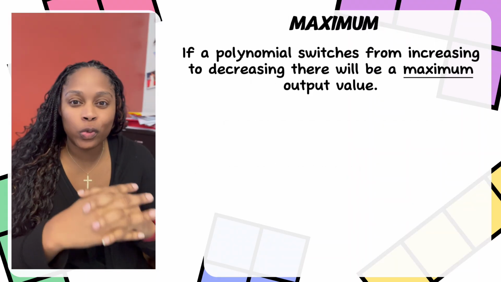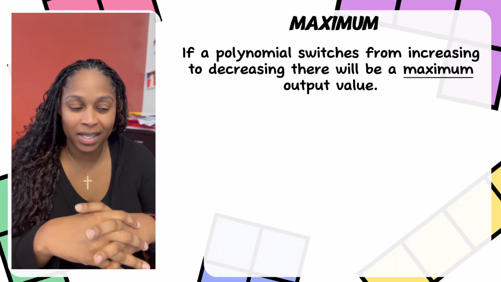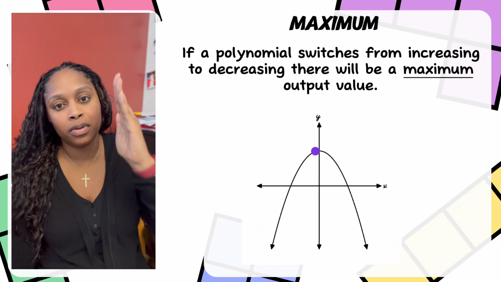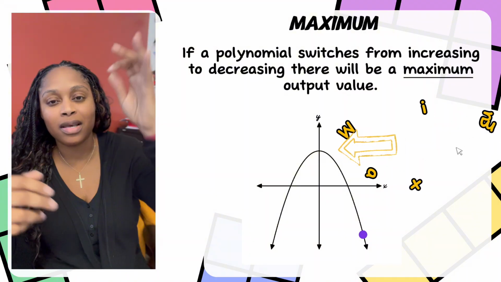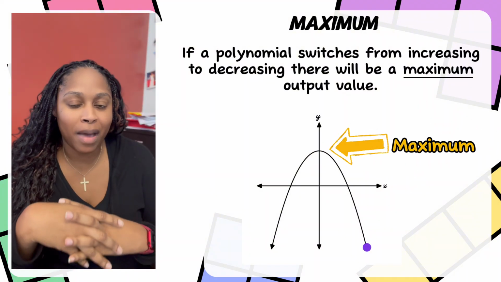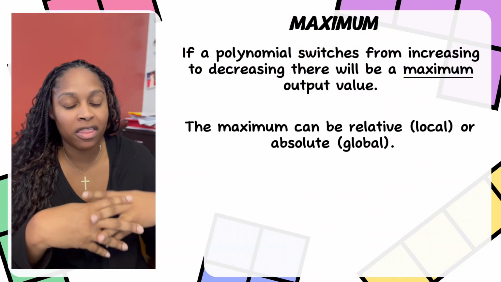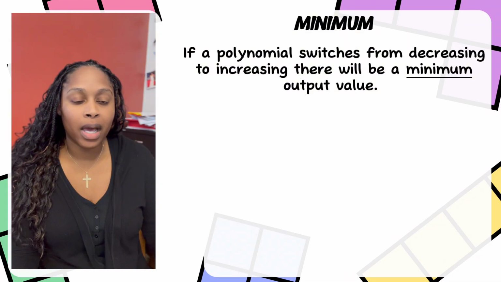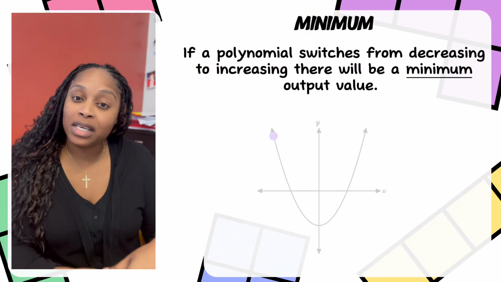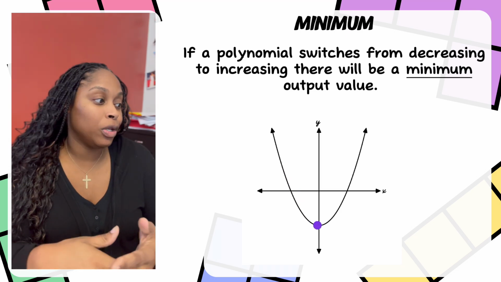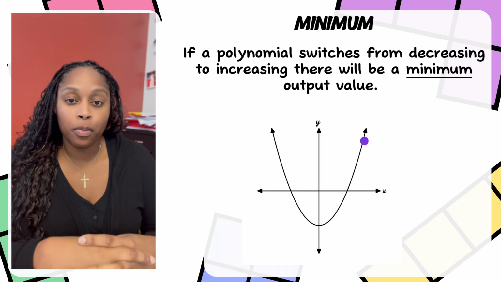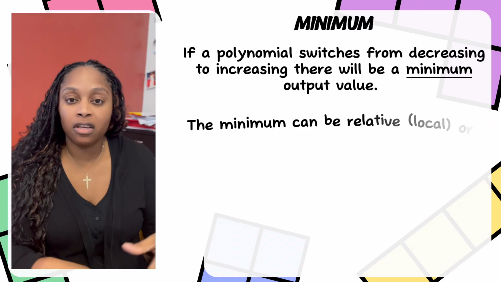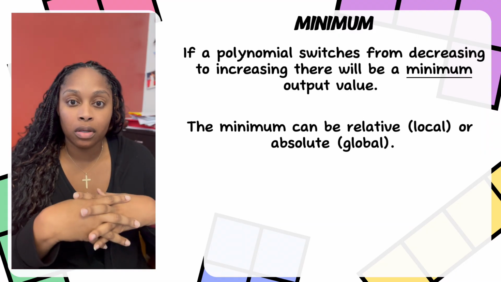If a polynomial switches from increasing to decreasing, then there's going to be a maximum value. So if the graph is going from up to down, there's going to be a peak at the top, and we know that that's going to be some sort of maximum. And that maximum can either be relative or local, or absolute or global. Next, if a polynomial switches from decreasing to increasing, then we know that there's going to be a minimum output value. And this minimum value can either be relative, local, or absolute.